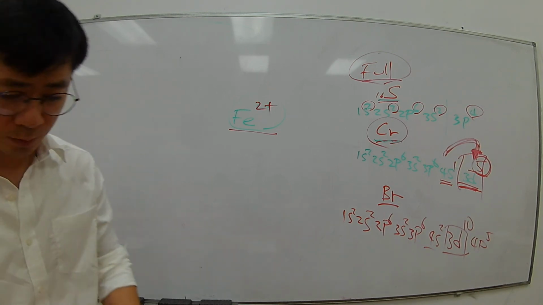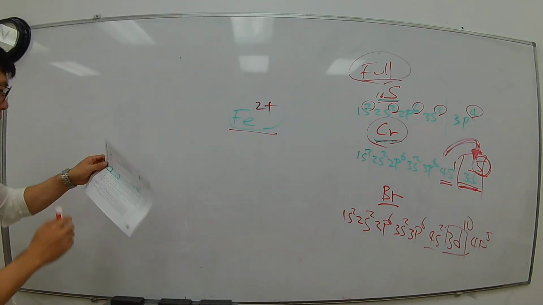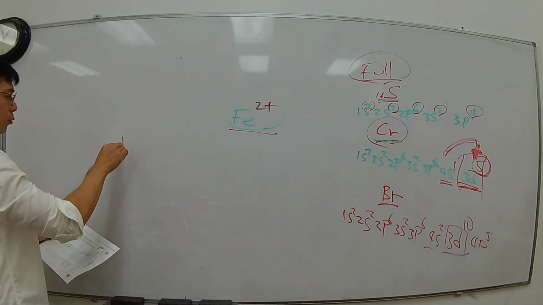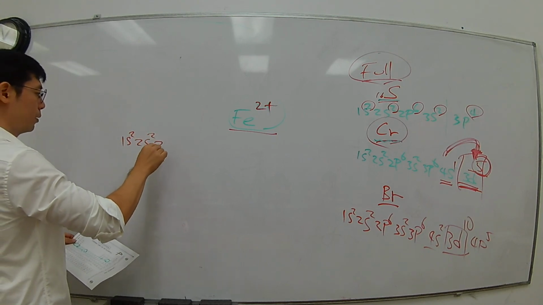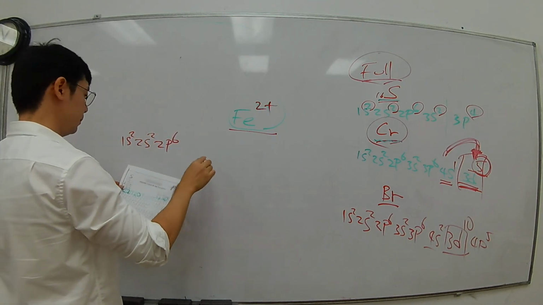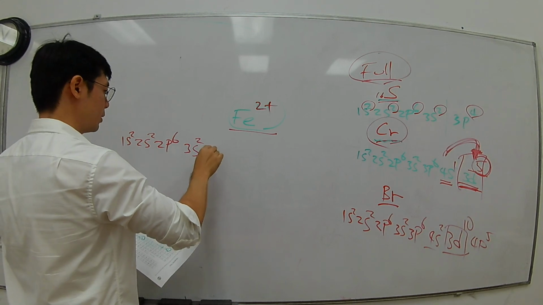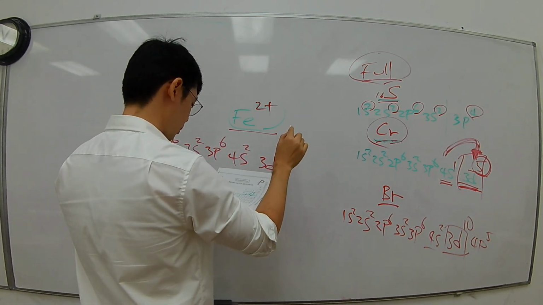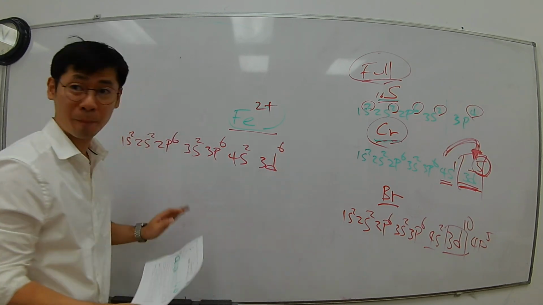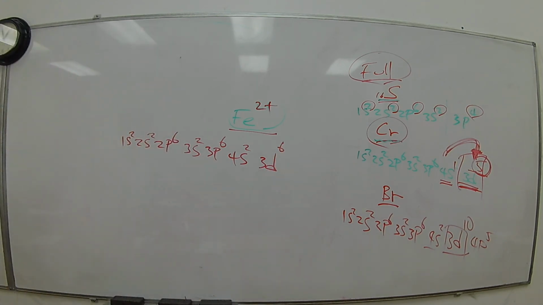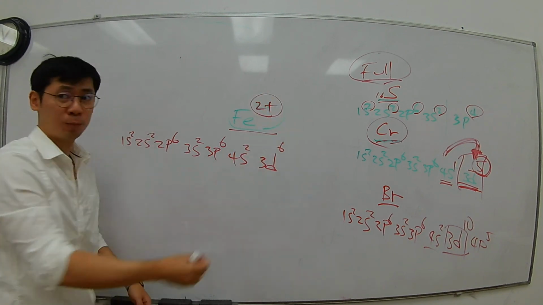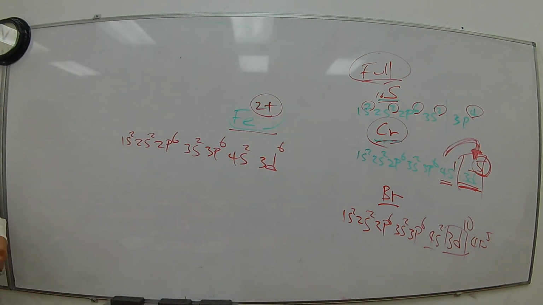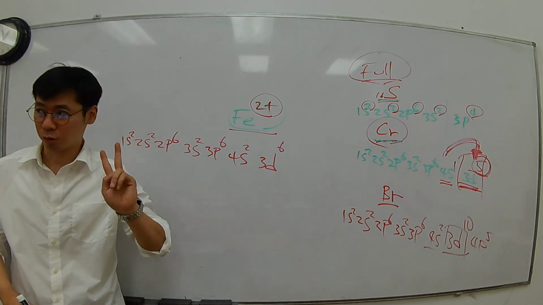So let's take a look at this. We have 1s2, 2s2, 2p6, 3s2, 3p6, 4s2, 3d6, yeah? 1, 2, 3, 4, 5, 6, right? That's Fe. But how do I do 2+? 2+ means what, guys? They lost 2 electrons. So you gotta remove 2 electrons.